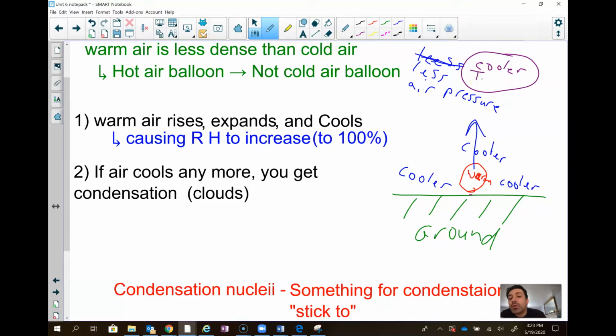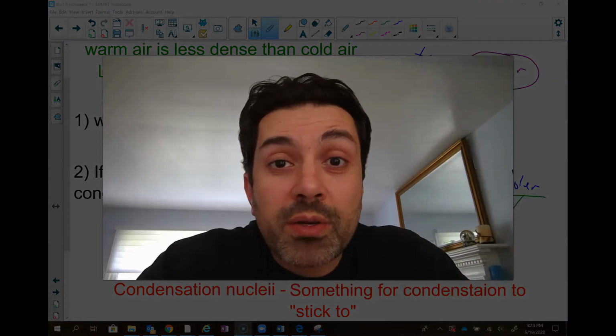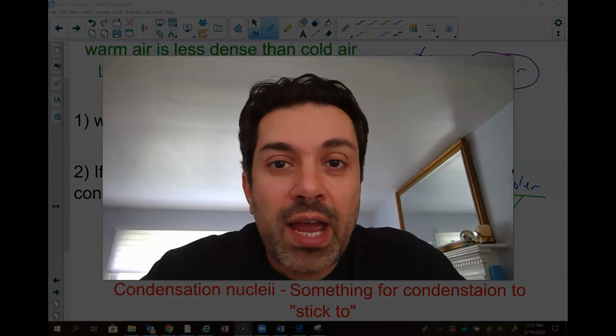So the temperature decreases, the temperature drops. Because the temperature is dropping, the relative humidity is increasing. So bottom line, this is what we need to know. This is our mantra. This is what we need to keep saying in our head.